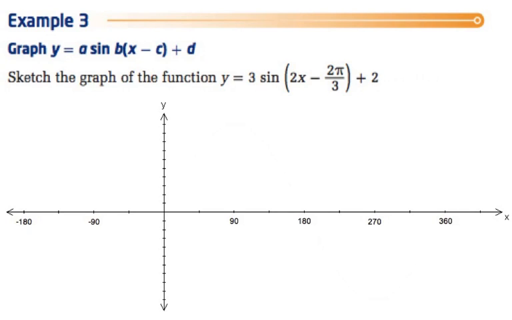With this function, again, we have the angle of the horizontal shift given in radians. That's 2 pi over 3. So we'll need to change that into degrees, which would be 120 degrees.